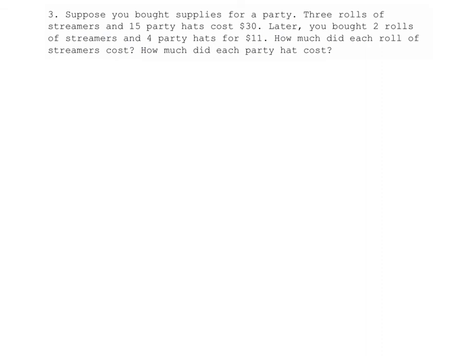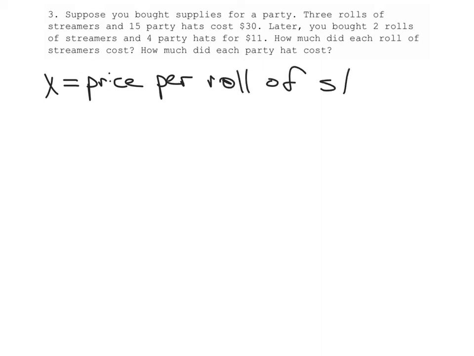Next up here, the last sentence says, how much did each roll of streamers cost? Well, we don't know that, so that can be our x: price per roll of streamers. And then y is going to be the other thing we don't know, which is a party hat.